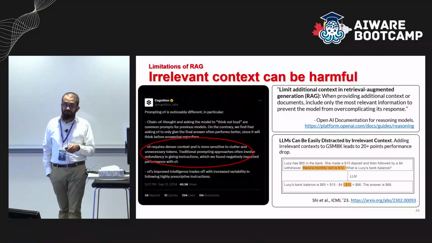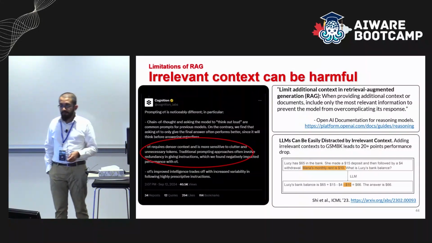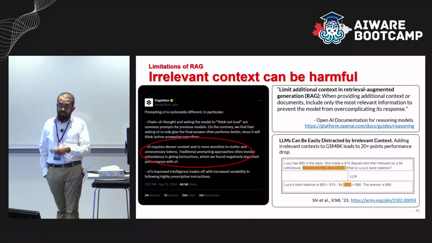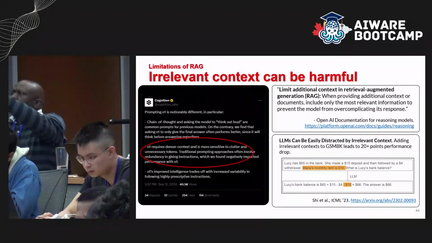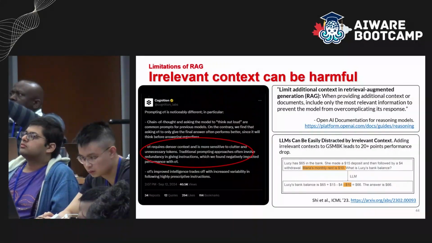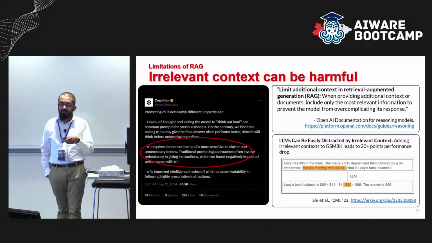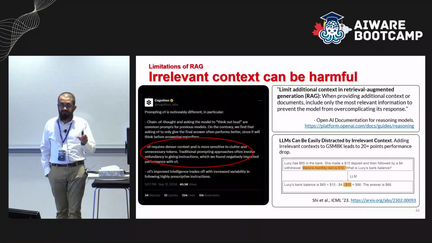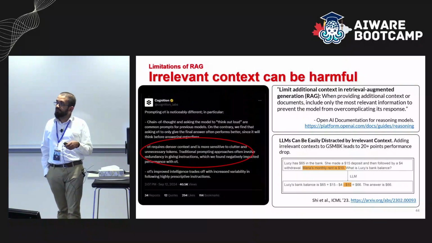And there is another closely related concept called irrelevant context. The example on the bottom right shows that if you provide the model with some unnecessary information that is not needed to answer the question, it will give you wrong answers. In this particular case, they include the monthly rent information in the question, which is not needed to answer the question about the bank balance, but the model decides to deduct that information. So you have to always be careful about what you include in the context.